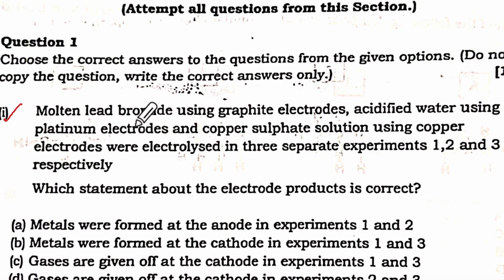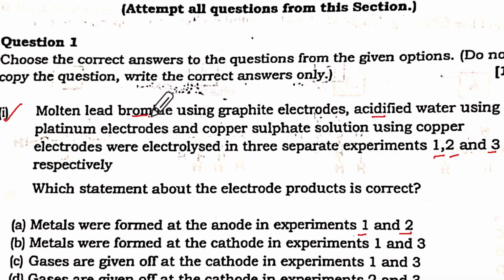Acidified water and copper sulfate solution using copper electrodes were electrolyzed in three separate experiments 1, 2 and 3 respectively. In which statements the electrode products is correct? They are saying where it is correct. Now experiment number 1 and 2, which means for lead bromide and acidified water, metals were formed at anode.